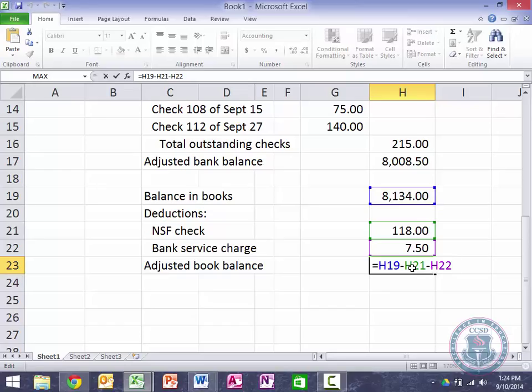That came from the problem. At the end of the problem, it says in the book, the balance of the cash account and the checkbook was $8,134. All right, with no further ado then, let's go ahead and take our 10-minute break.